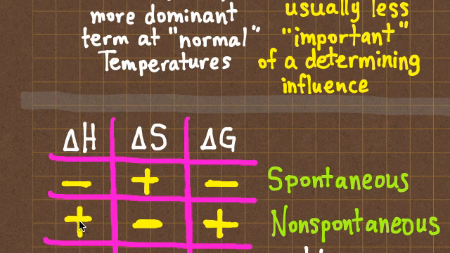Similarly, or conversely, if this is positive, and that's not favorable, that's endothermic. If this is negative, that's less entropy, that's not favorable. So the delta G, the free energy change, will be a positive value, and that's non-spontaneous.